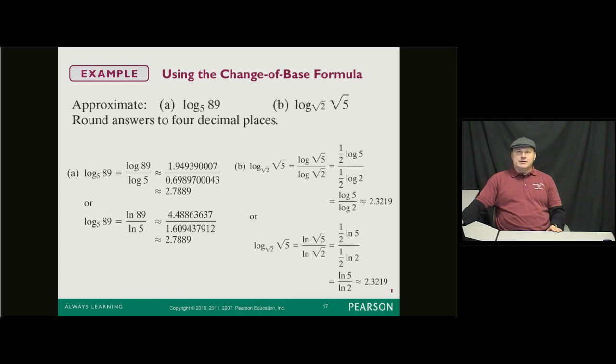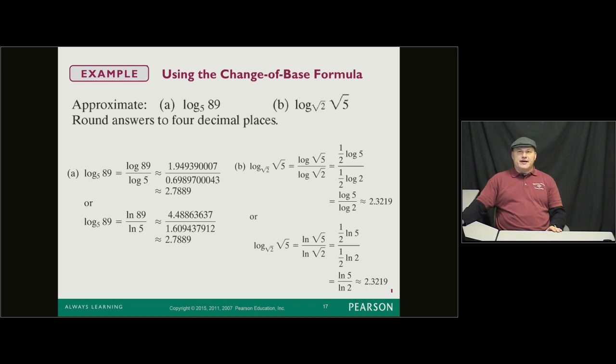Alrighty, so let's look at the next one. Log base square root of 2 of the square root of 5. So it would be the log of square root of 5 over the log of the square root of 2. Then what they're doing here is taking those square roots and writing them as 1/2 power factors, and then they cancel. Do you have to do that? No, you could just take the log of the square root of 5 on your calculator and let it do it for you. But then you take the log of 5 divided by the log of 2, and you'll get 2.3219.